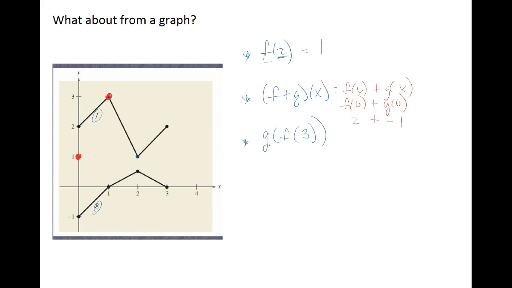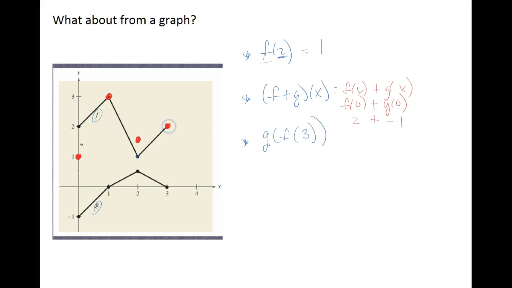Now I'm going to do the same thing for when x is 2. So when x is 2, this y value is 1, and this y value looks to be about a half, I think. So what is 1 plus 1/2? Well, it's 1 1/2. And then I'm going to add these two together as well. So a y value of 2 plus a y value of 0 makes a y value of 2.